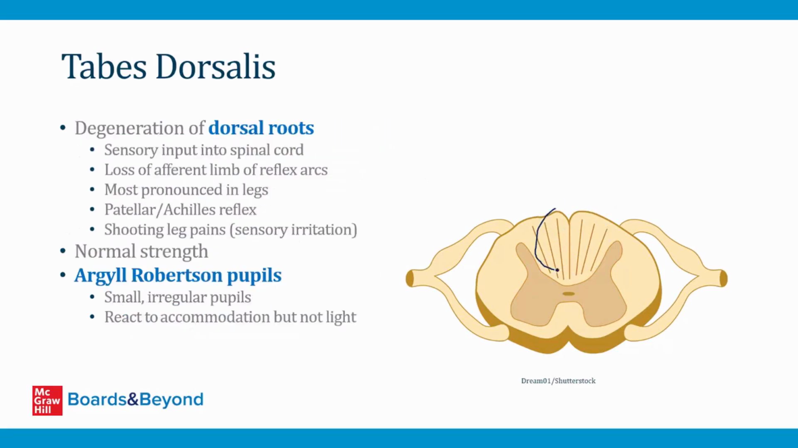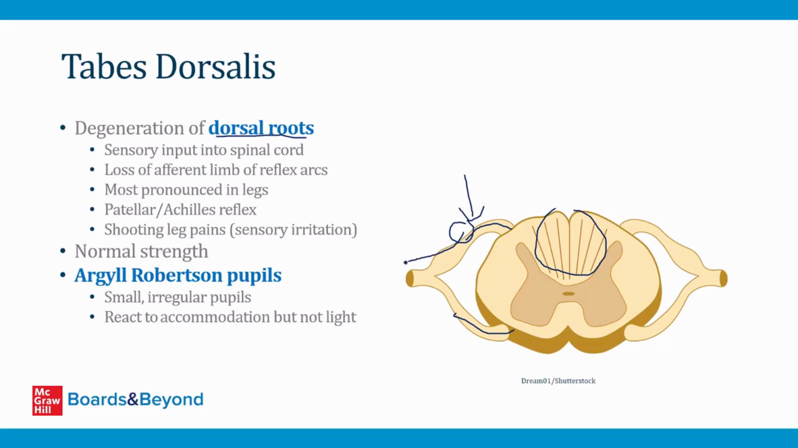Now, besides the posterior columns being damaged in tabes dorsalis, you also get degeneration of the dorsal roots and dorsal root ganglions. So in the spinal cord, these are the roots of the spinal cord, and these back roots here, which are called the dorsal roots, have ganglions, which are a collection of cell bodies.